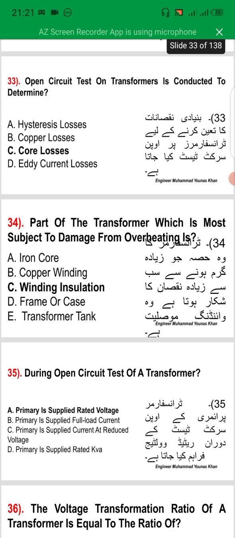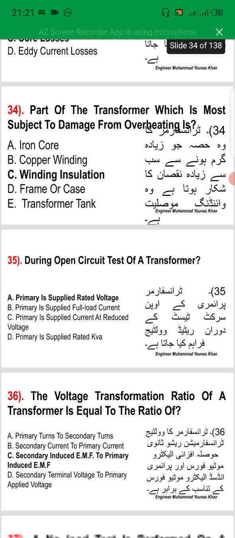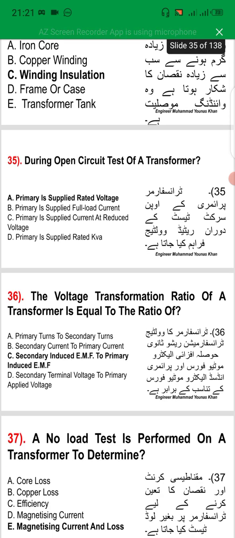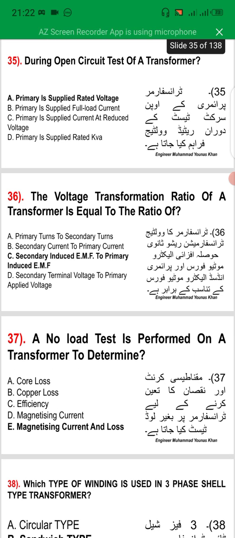The part of the transformer which is most subject to damage from overheating is winding insulation. During open circuit test of a transformer, primary is supplied rated voltage. The voltage transformation ratio of a transformer is equal to the ratio of secondary induced EMF to primary induced EMF. A no load test is performed on a transformer to determine magnetizing current and loss.